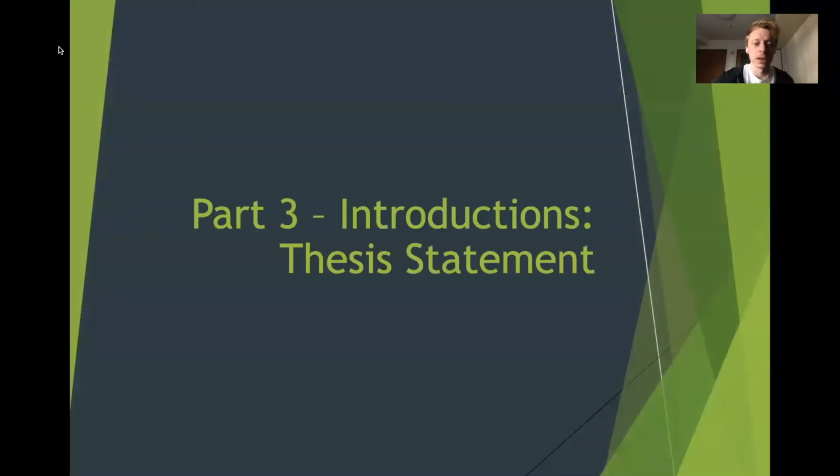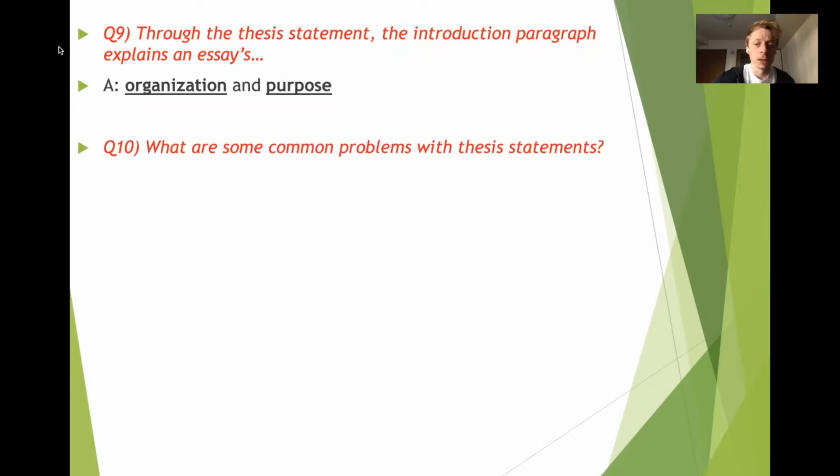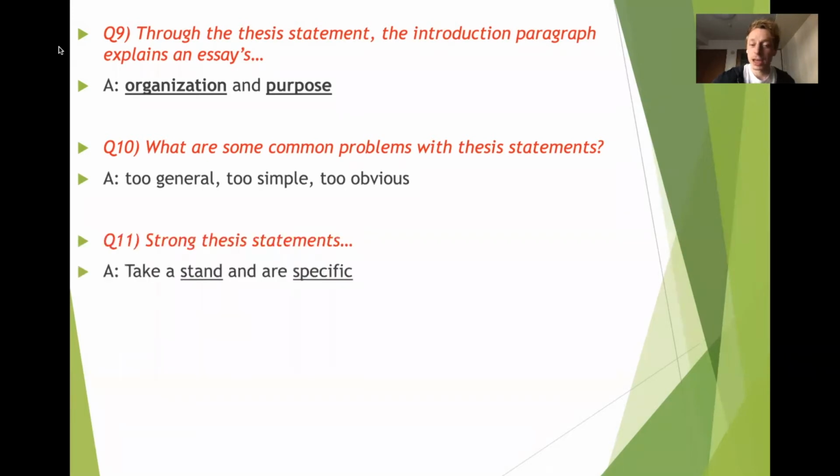Thesis statements. Through the thesis statement, your intro paragraph will explain your essay's organization and purpose. It explains how it's organized and why you are writing this essay. Some of the common problems with thesis statements, well, there were 3 major ones. Often they're too general, or they're too simple, or too obvious. Strong thesis statements take a stand and are specific.